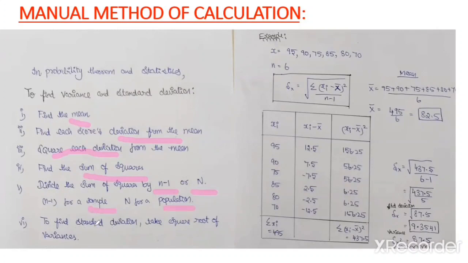And the final step is that we get the variance, and if we want to find the standard deviation, we take the square root of the variance. Here I explain it with an example.